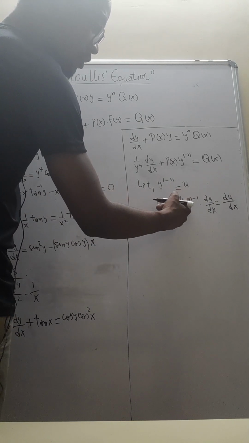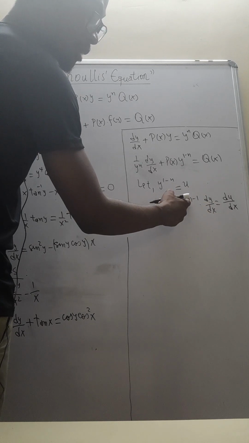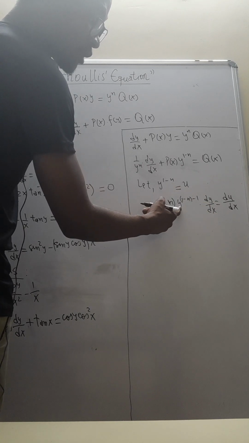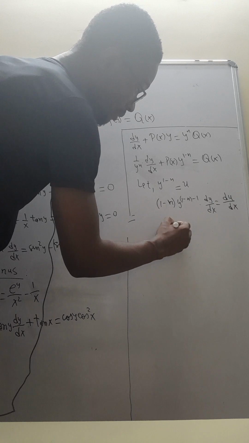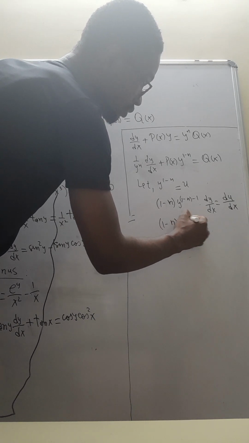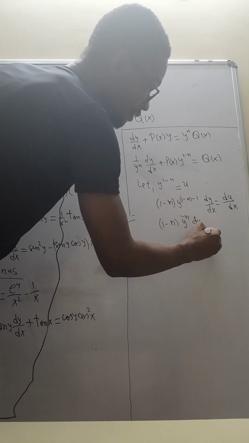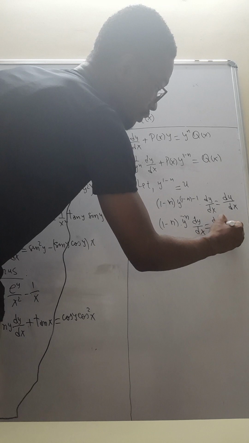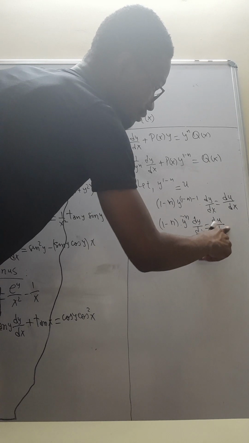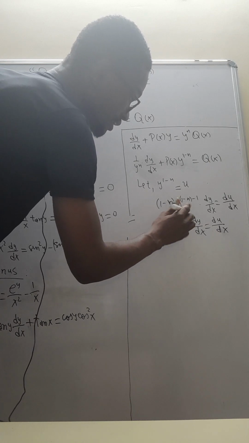So minus 1 and plus 1, this will be 0. It will be minus n only in the exponent of y. So it will be 1 minus n times y raised to minus n, dy by dx equal to du by dx. Now, what's the next step here?